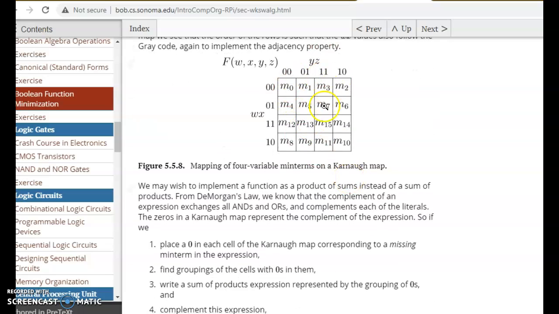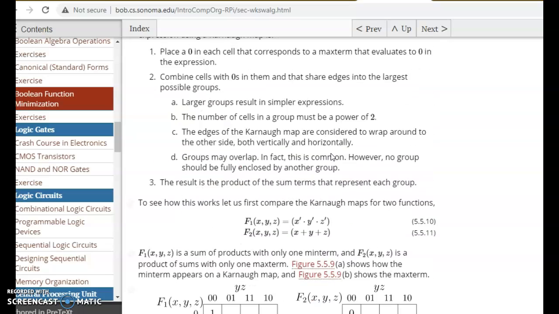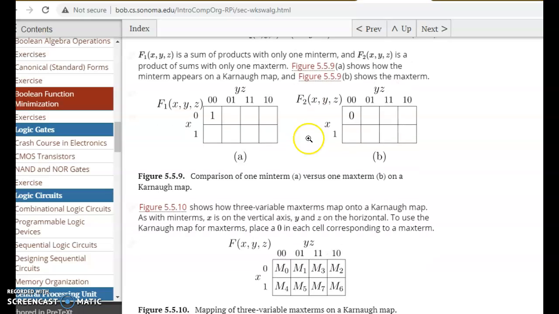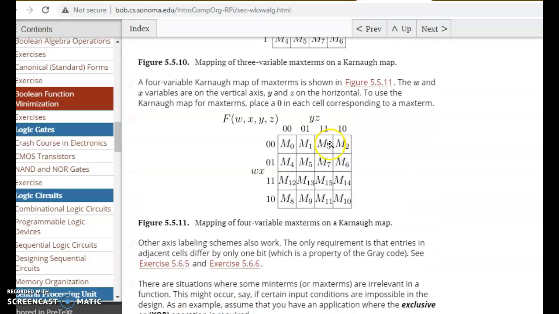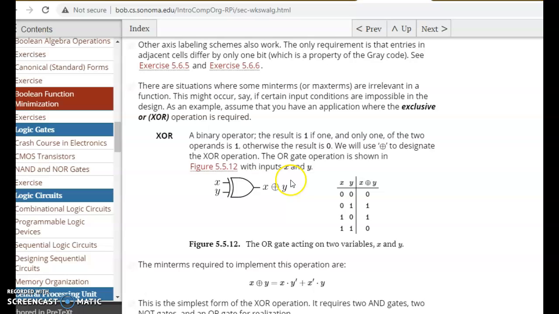Okay, hope that helps. As it gets more complicated, it still works about the same way. And you should walk through these examples to understand how a Karnaugh map can help you simplify an equation.